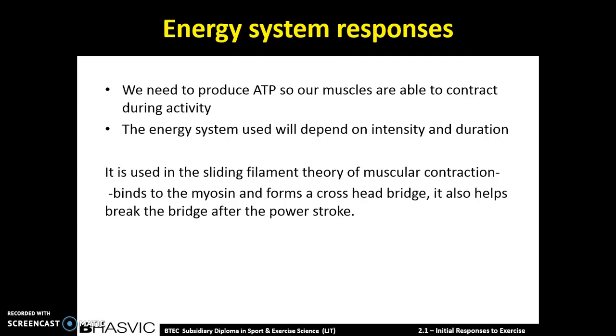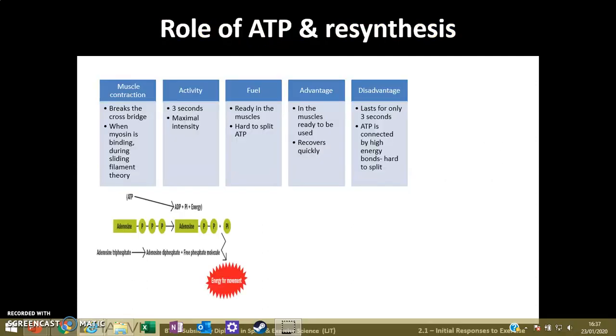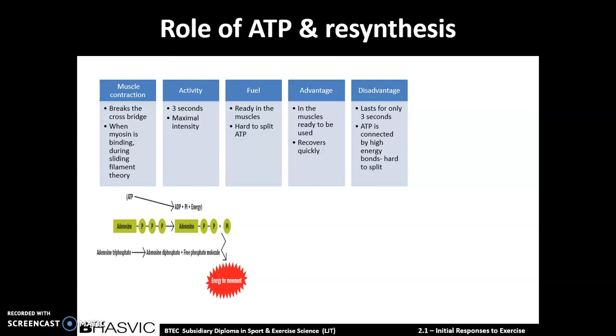ATP is used in the sliding filament theory of muscular contraction, as it binds to myosin to form the crossbridge. It also helps break the bridge after the power stroke so muscles can contract over and over again. It helps when myosin is binding during the sliding filament theory.